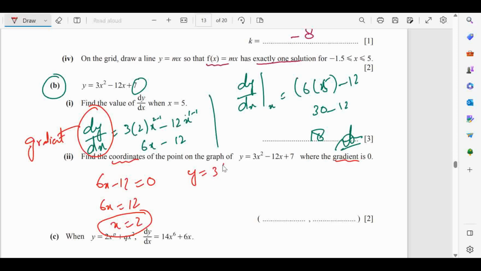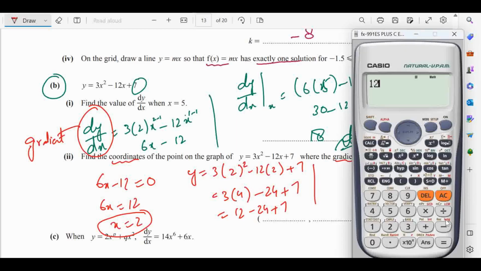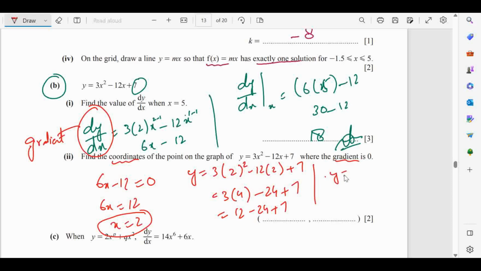3 into 2 square minus 12 into 2 plus 7. So finally 3 into 4 minus 24 plus 7. So 12 minus 24 plus 7, and this will be equal to minus 5. So y will be equal to minus 5 and x will be equal to 2. So 2 and minus 5 will be the final answer.